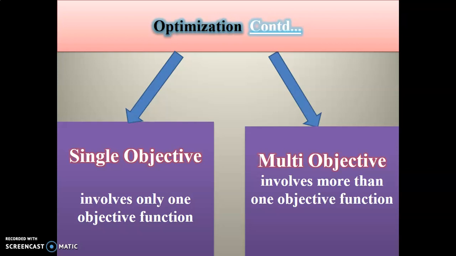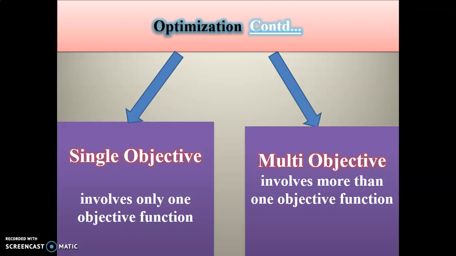Again, optimization techniques can be divided into two parts: single objective function and multi-objective. Single objective function has only one objective you need to focus on. For example, I just discussed that if we want to purchase a car, we simply want to focus on the cost. Or if we are talking about CPU, we simply want to focus upon the performance of the CPU. That should be high. But multi-objective is when your objective is more than one and you have to take care of all the objectives.